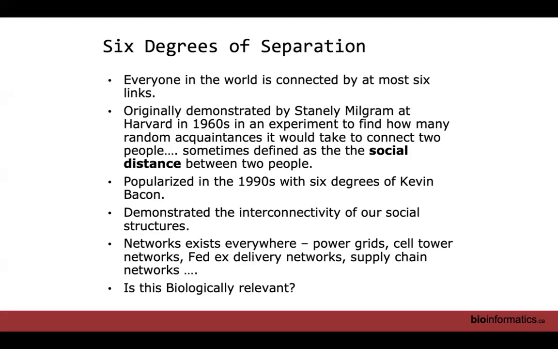The example I've given here is the social network, but they're not just in the social network. They also exist within our power grids, our cell tower networks, our FedEx delivery networks, our supply chain networks. That was something that was very much on display during COVID, for instance, right? When elements of our supply chain network broke down and all of a sudden, people were scrambling to get rice or scrambling to get toilet paper because they knew it wasn't coming, right? So networks are really everywhere.